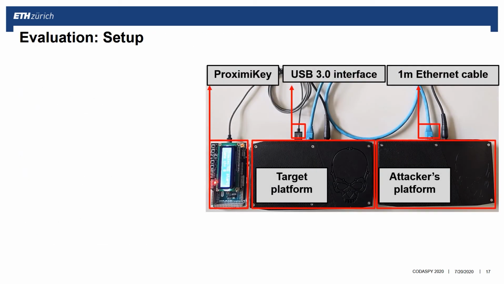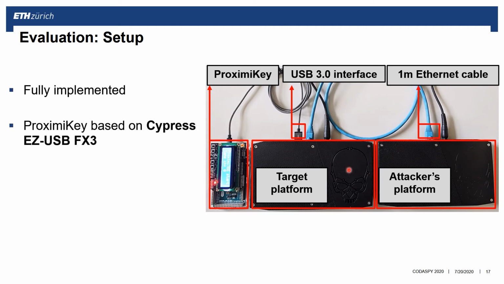So we have the attacker platform and the target platform, implemented on Intel NUC, connected over a 1 meter long Ethernet cable. ProximiTEE is connected to the target platform over a USB 3.0 interface. ProximiTEE is fully implemented based on a Cypress EZ-USB 3.0 development board, and we also have a ProximiTEE API that enables the enclaves to communicate with this key. This API has very few lines of code, so it just facilitates the communication channel.